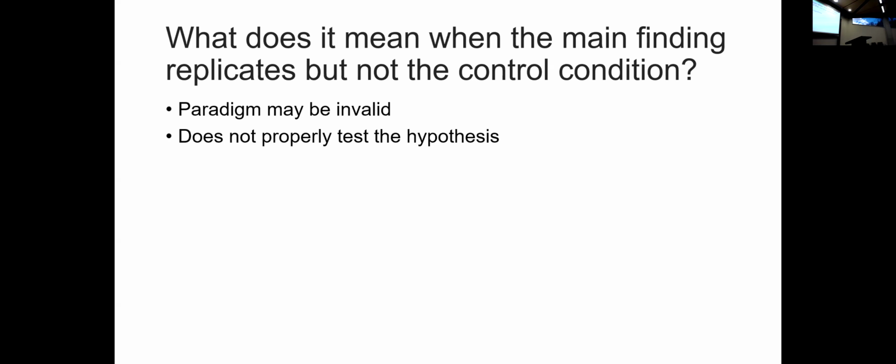So what does it mean when the main finding replicates, but not the control condition? What it means is that the paradigm may be invalid and it may not be testing what it's designed to test. So yeah, that's it.